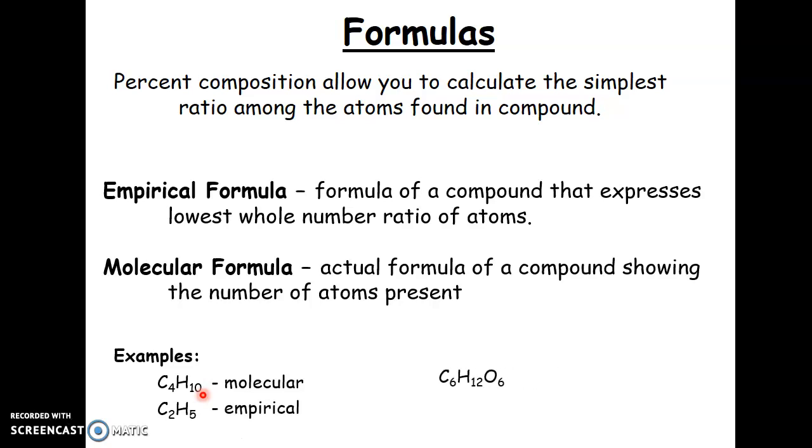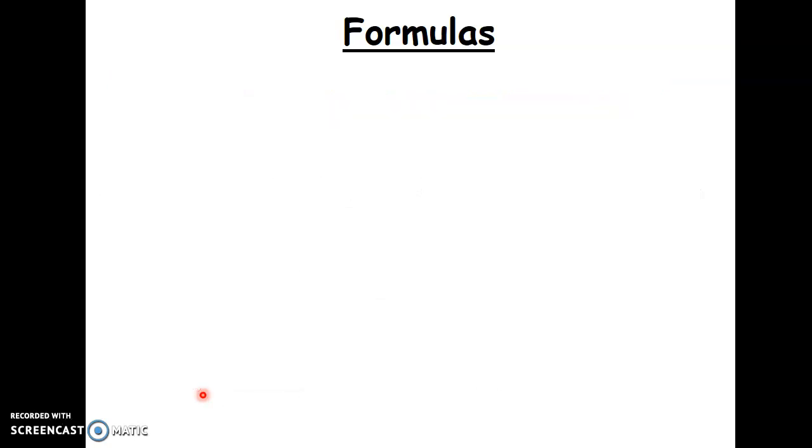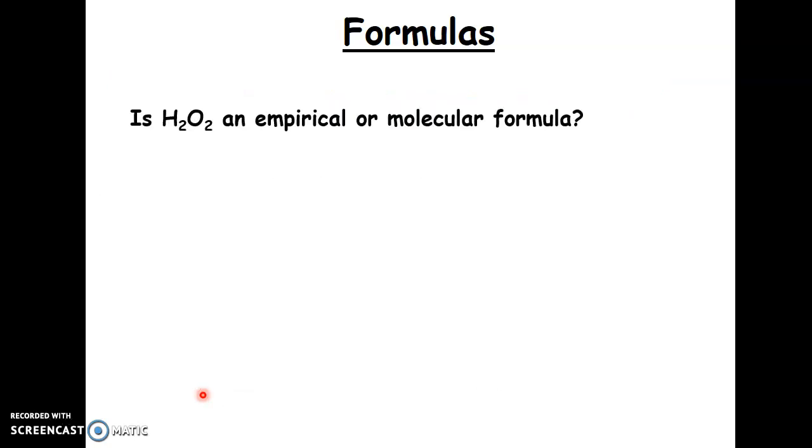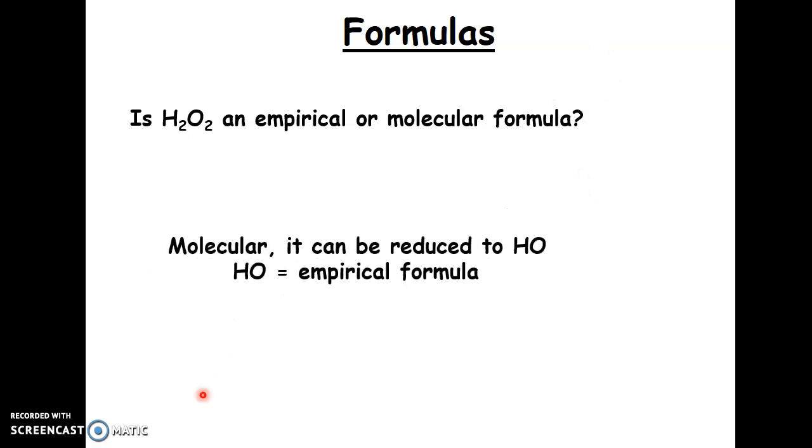Another example is C6H12O6. Of course, students will have to say this is a molecular formula as well. And then the teacher will ask them to give the empirical formula, which means they reduce the numbers to the lowest term. That will give us CH2O. So that leads us to this example, just a fact check. Is H2O2 an empirical or molecular formula? The answer should be molecular formula because it can be reduced to HO. So HO is your empirical formula.